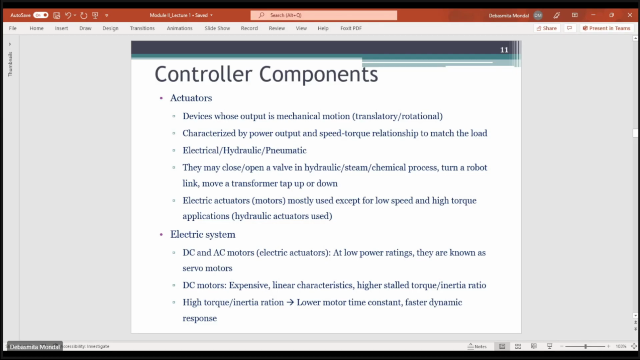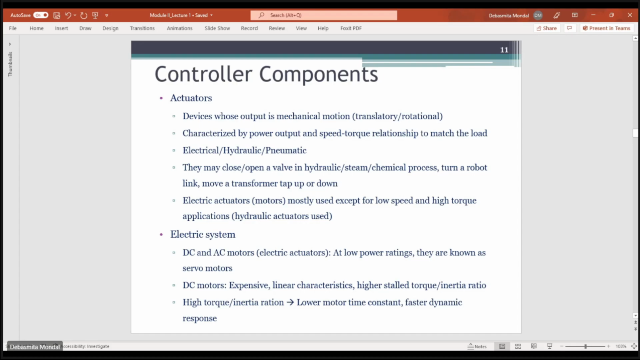So how do these actuators control the plant? Let us say that you have a chemical process or a hydraulic process. Depending on your input and your desired output, the actuators will either open or close a valve present in the system. Or, in a robotic system, it might turn a robot link with respect to the neighboring links. Or if it is an electrical system, it might move the transformer tapping up or down depending on the requirement. So the actuator basically manipulates the controlled process or the plant.